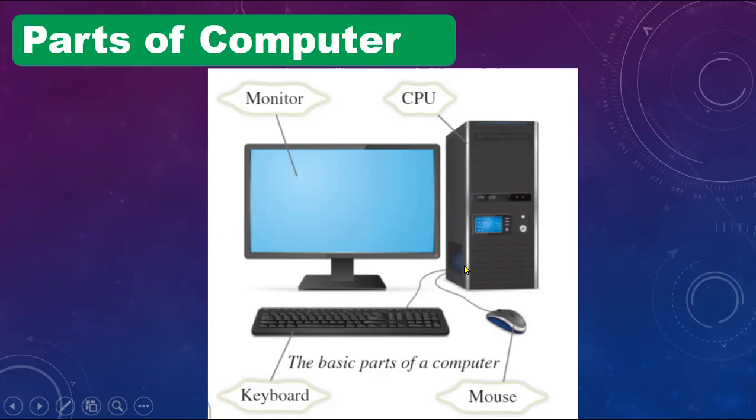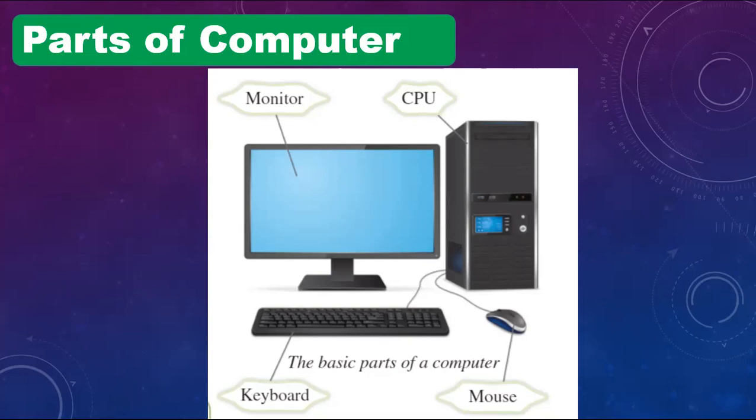The third part of a computer is the keyboard. This is a keyboard. The fourth part is a mouse. So there are 4 basic parts of a computer: monitor, CPU, keyboard, and a mouse. So you have to know about your computer while using it.